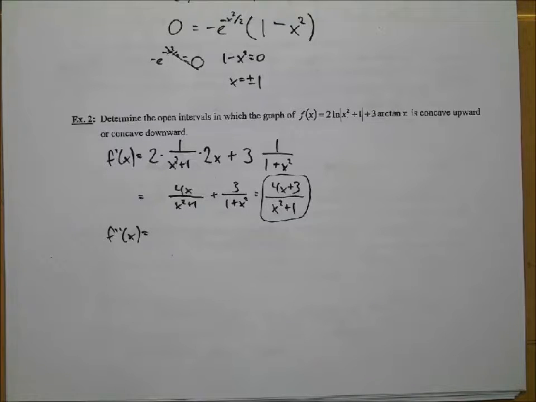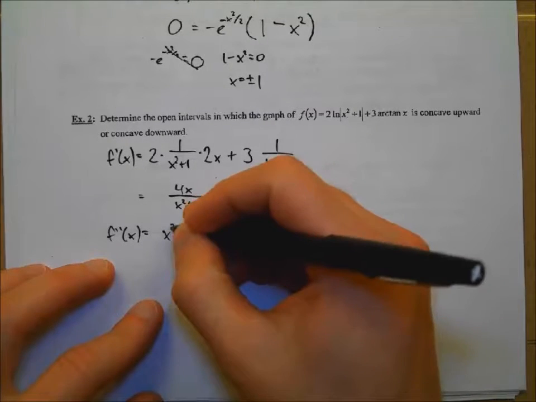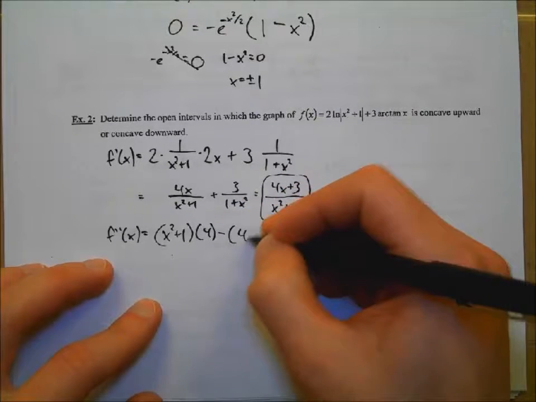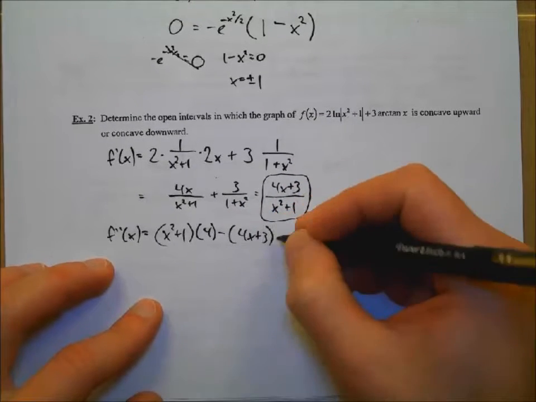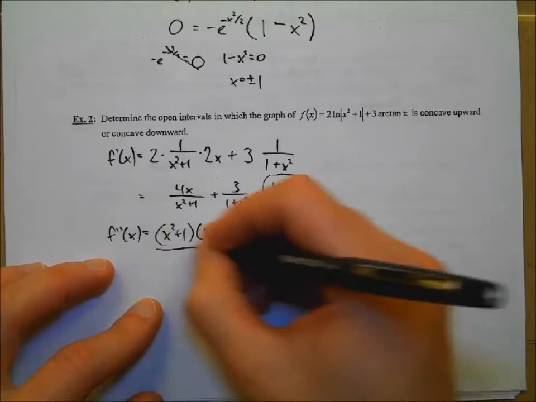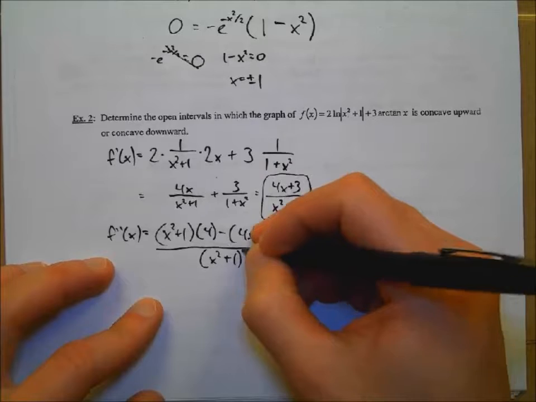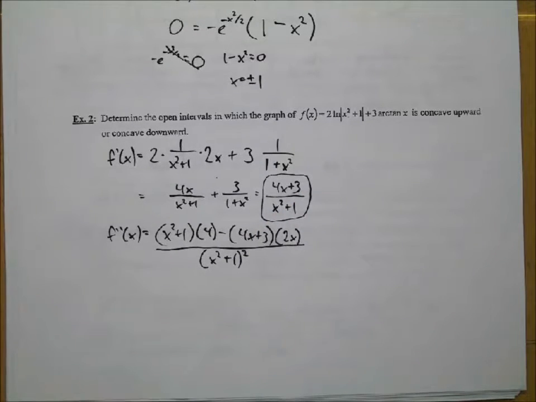And then from this point, when we go to take the derivative of this, we'll have to use what? Quotient rule. Low d high minus high d low over the square of what's below. Okay.